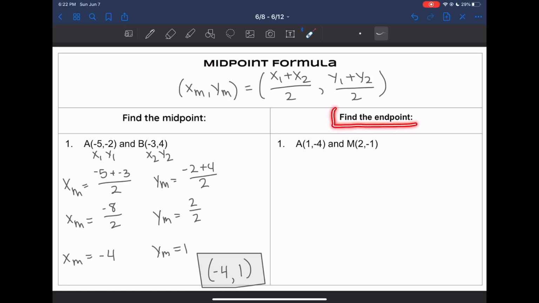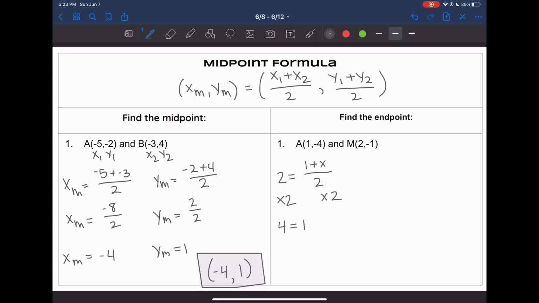Same thing to find the endpoint. We're using the same formula, we're just setting it up differently. So we have one endpoint is 1, -4, and then the midpoint is 2, -1. Rather than having xm, we're going to have 2, because that is the x value of the midpoint, equals 1 plus x over 2. Multiply both sides by 2.